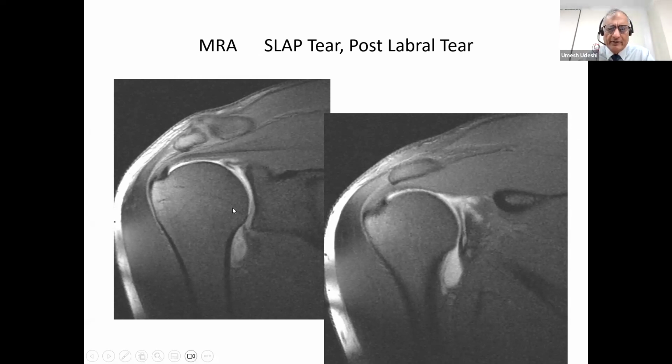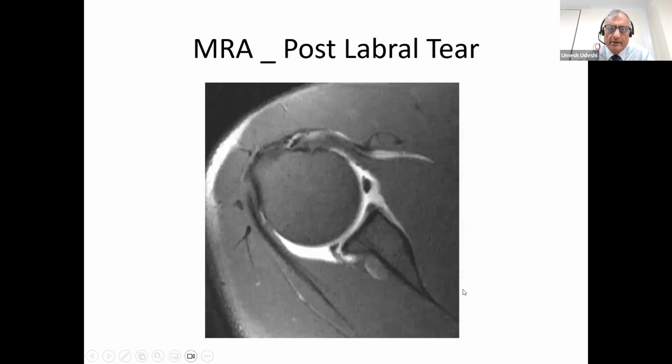And this slice is further back than this left-hand one. And you can see the fluid extending all the way between the labrum and the bone. So that's a posterior labral tear. And there's that same posterior labral tear with contrast underneath it here, or fluid.